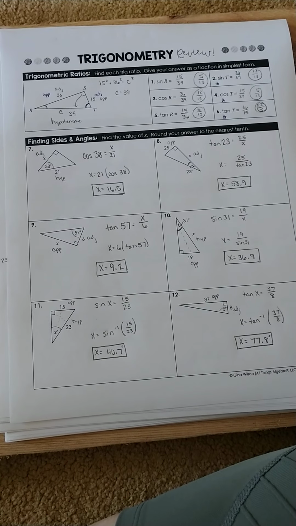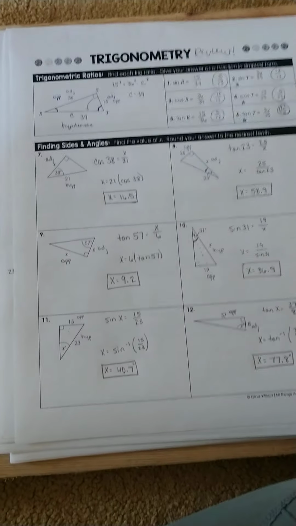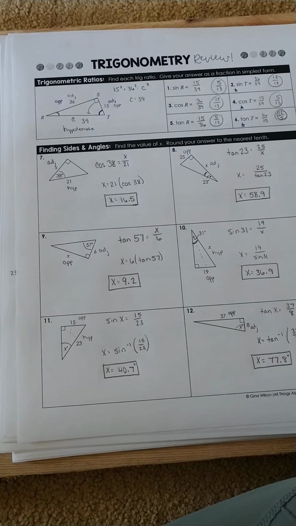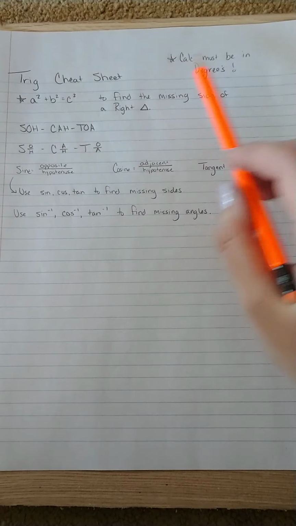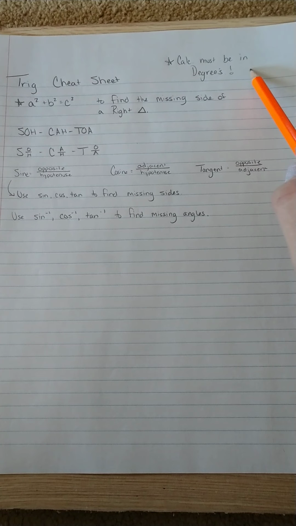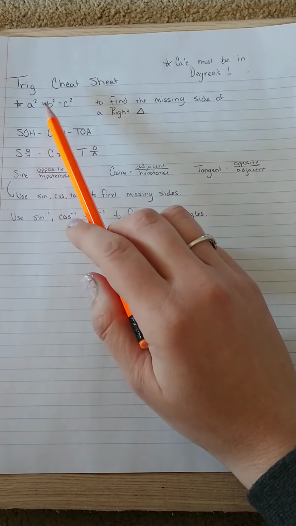So we're going to go ahead and review everything you know about trig, and then we're going to move into that law of sines and law of cosines. So just to recap, this is a trig cheat sheet. I will take a picture of this, scan it in as a PDF, and that way you can have it if you want. Things to remember: your calculator must be in degrees, calculator, phone, whatever you're using.